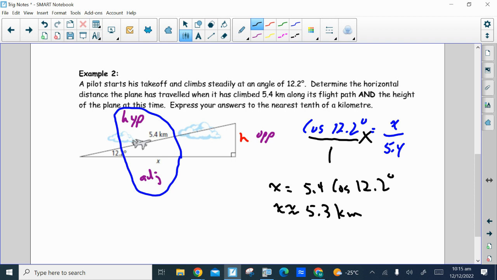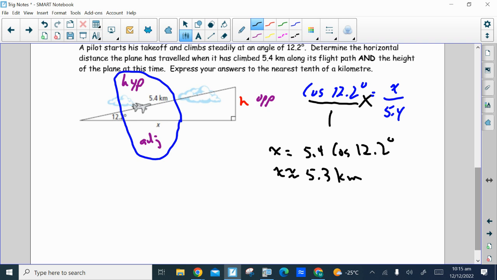But we also want to find h, the height of the aircraft, which we can use a trig ratio if we want, or we can use Pythagorean theorem. Remember, the Pythagorean theorem says that a squared plus b squared equals c squared, where a and b are the two legs of the triangle. The legs are the two sides that are perpendicular to each other. The hypotenuse has to be c. So if we say that a is the 5.3 that we just found, and b is the height, those are the two legs of the triangle, that must equal the length of the hypotenuse squared.